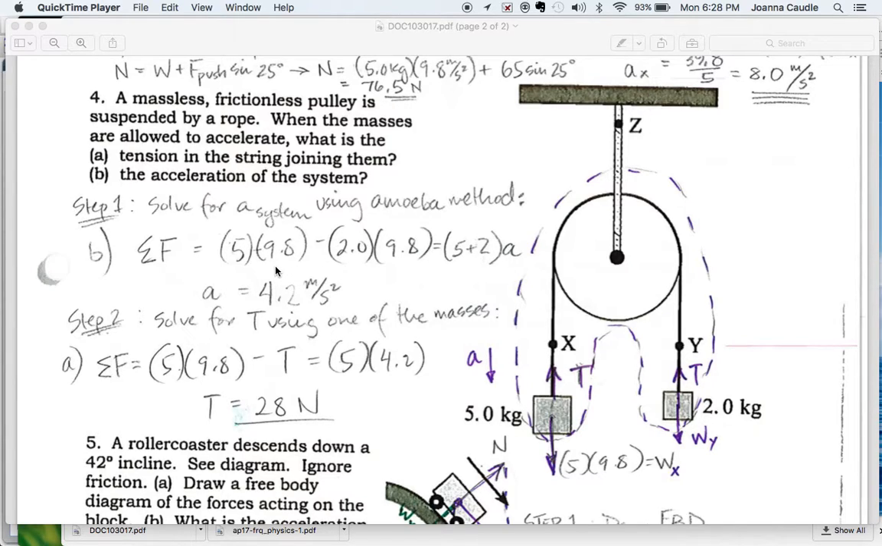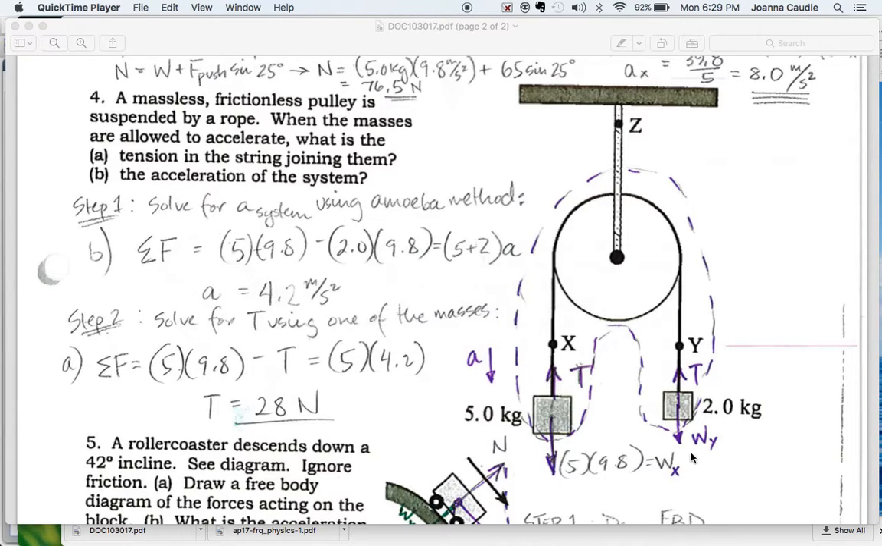And so what I find is that the net force on this system is the difference between the two pulls. I've got a bigger pull in this direction than I do in this direction. So the difference in those two pulls is the difference in the weights of the two blocks that are hanging there. And so the net force is equal to the mass of the system times the acceleration of the system. Solving for that acceleration, I get 4.2 meters per second squared.